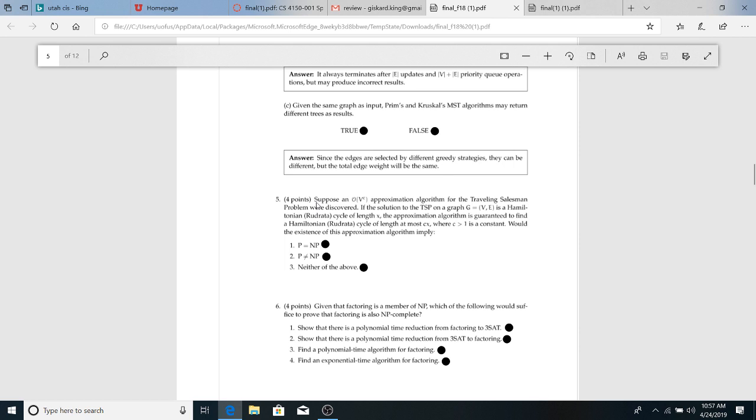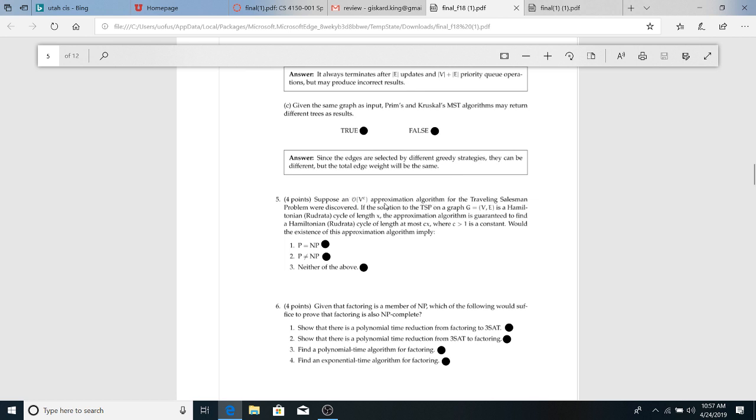So this one is talking about an approximation algorithm for the traveling salesman problem, right? So we talked about that briefly. And it's saying it has this complexity here, where V is the number of vertices and C is some constant. All right, so this is suggesting that they have a polynomial solution for an approximation algorithm for traveling salesman.